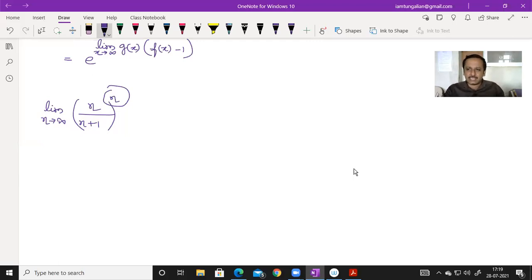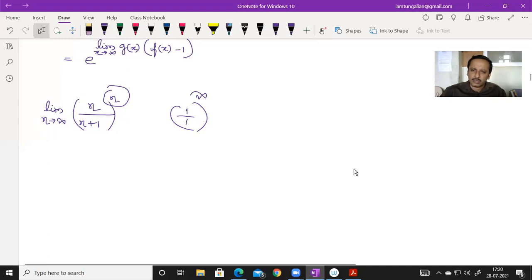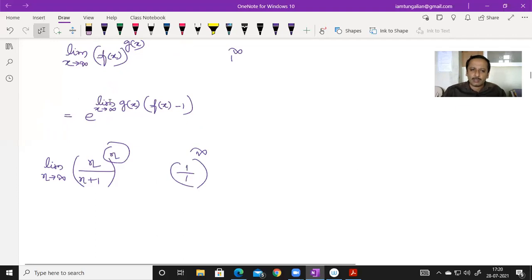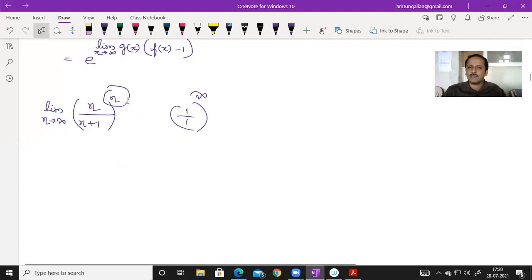So when limit n tends to infinity, the numerator is a polynomial of degree 1 and the denominator is also a polynomial of degree 1. When both are polynomials of the same degree, then the value of that limit is equal to the coefficient of the highest power of n in the numerator divided by the coefficient of the highest power of n in the denominator, which means 1 by 1. Okay, so this will be 1, but the power will become infinity. So 1 by 1 is 1, 1 power infinity. So it is of the form 1 power infinity, and you have f of x to the power g of x, in this case f of n to the power g of n.